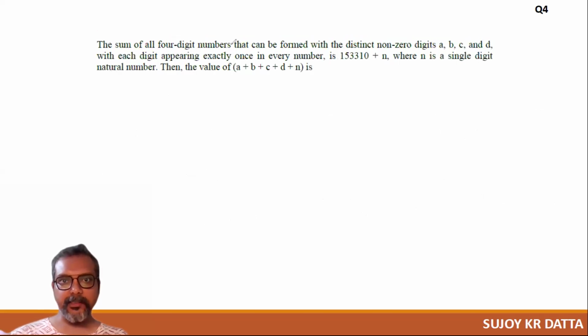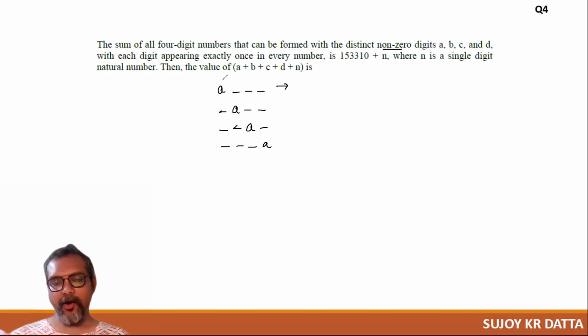Sum of all four-digit numbers that can be formed. So A, B, C, and D. So they are non-zero. So starting with A, then A in the hundreds place, tens place, and units place. So how many numbers will we get with A in the thousands place? 3 factorial numbers. So 6 numbers, each of the values being thousands place.